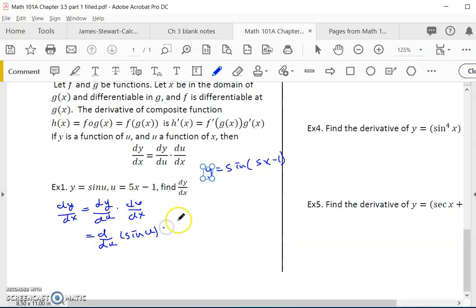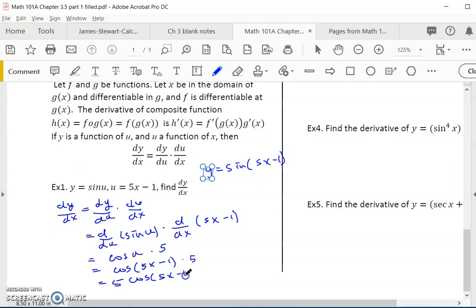Times, remember it's times, d dx of u, which is 5x minus 1. Then we just do them. The derivative of sine u we know is cosine u, times the derivative of 5x minus 1, which is just 5. And then we don't write cosine u because we're doing dy dx. Everything has to be in terms of x. We write cosine of 5x minus 1 times 5. This times 5 is actually outside, so you should write it as 5 cosine of 5x minus 1. So that's the derivative of this composite function.